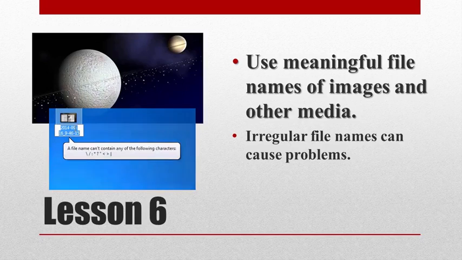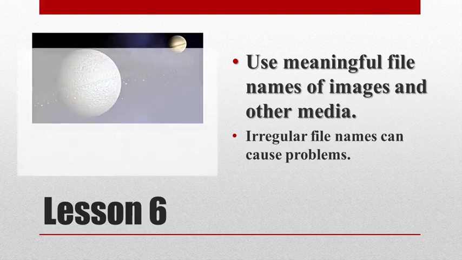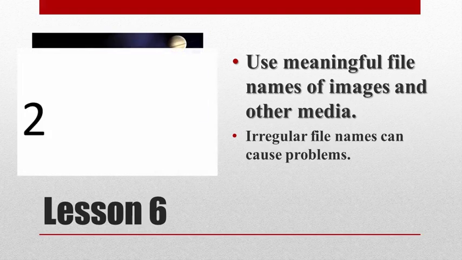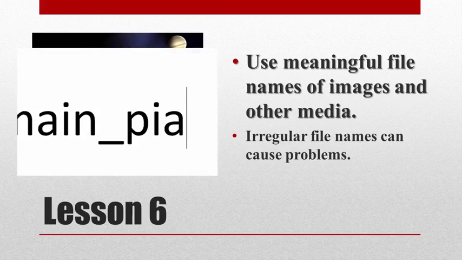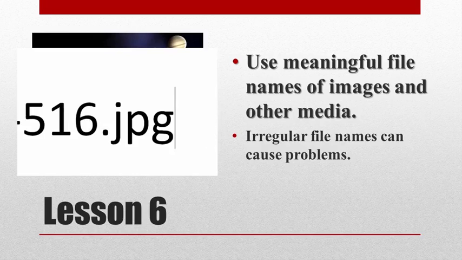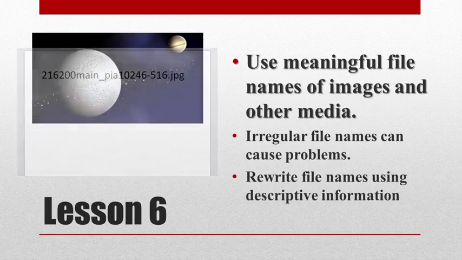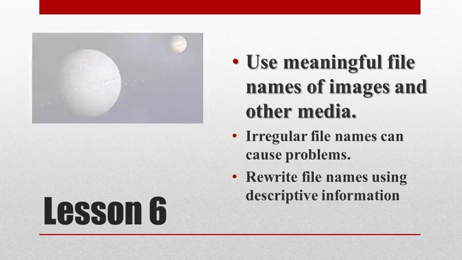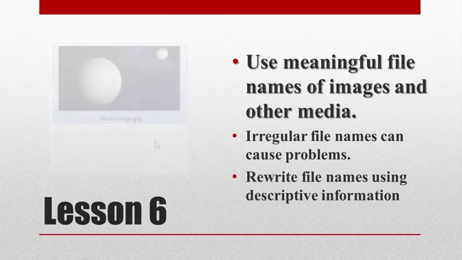For example, this image of the rings of Saturn was saved from the NASA website with this actual file name, 216.200 main_PIA 10246-516.jpg. It would be much better to rename this image so that the file name accurately describes what the picture shows. So Saturn-rings.jpg would be a much more appropriate name for this file.